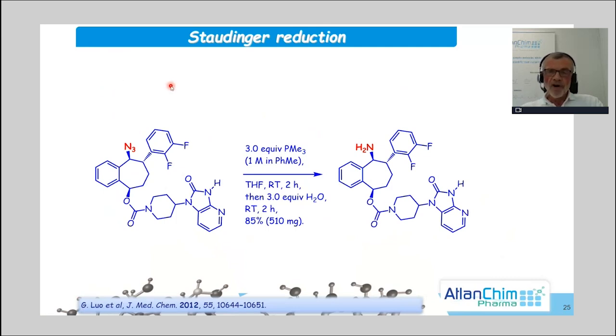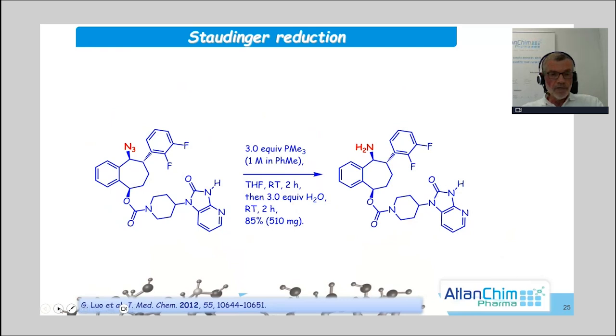In the synthesis of a compound in phase 2 clinical trials for the treatment of migraine, this azide here was converted to this amine in good yield by a sequential treatment with a 1 molar solution of trimethylphosphine in toluene, followed after 2 hours of reaction by addition of water to hydrolyze the iminophosphorane intermediate.